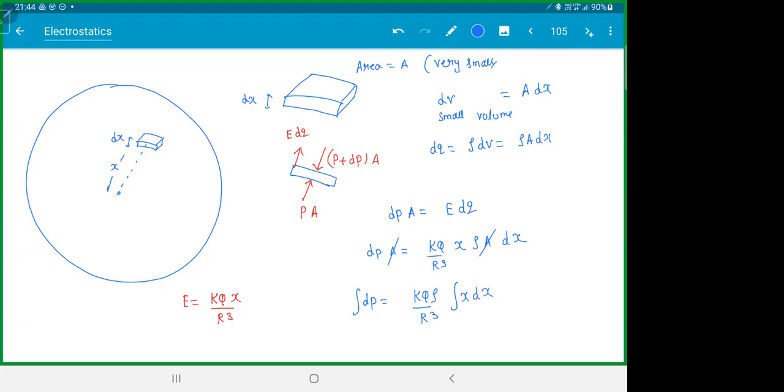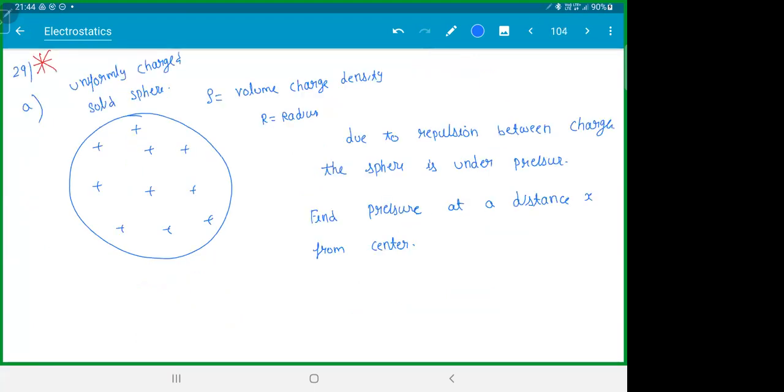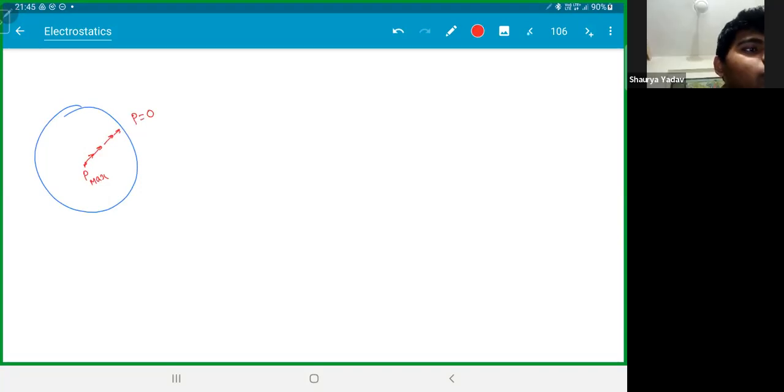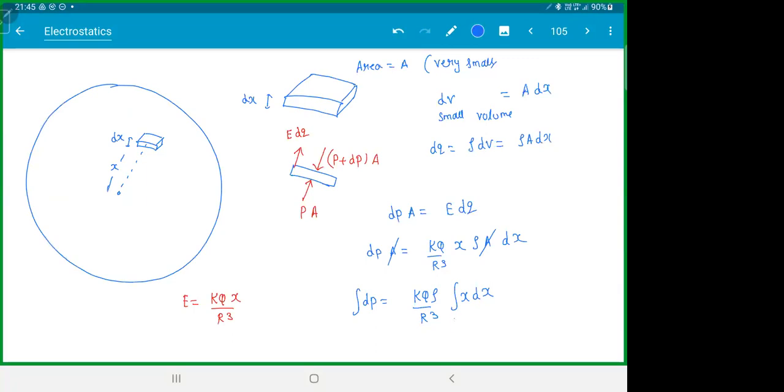Where will the pressure be zero here, everyone? If you look at the diagram, look at this point at the center. Everyone is pulling it, this guy is pulling it, this guy is pulling it. Pressure is maximum at the center. Outside, there is no one to pull you, right? Pressure is zero at the surface. Sir, is it like that rod which was rotating? Yes, that was the rod problem. So the limits will go from r to x, and on the other side from 0 to P.